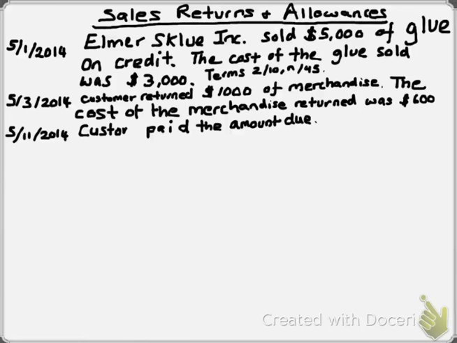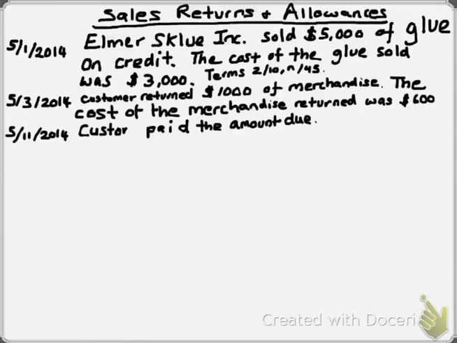Same example, on May 1st, Elmer's Glue Inc. sold $5,000 of glue on credit. The cost of the glue was $3,000. The terms were 2, 10, and 45. On May 3rd, the customer returned $1,000 of merchandise. The cost of the merchandise returned was $600. And then on May 11th, the customer paid the amount due. So let's take a look at how we would record these transactions.